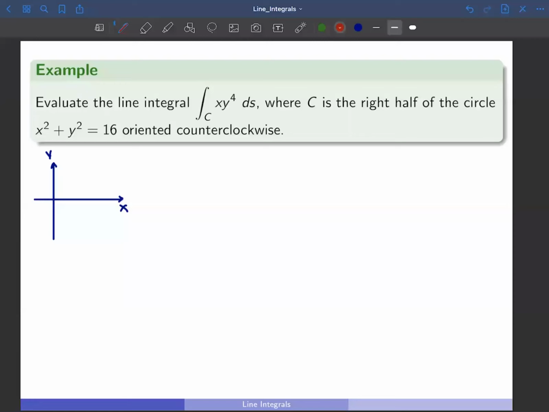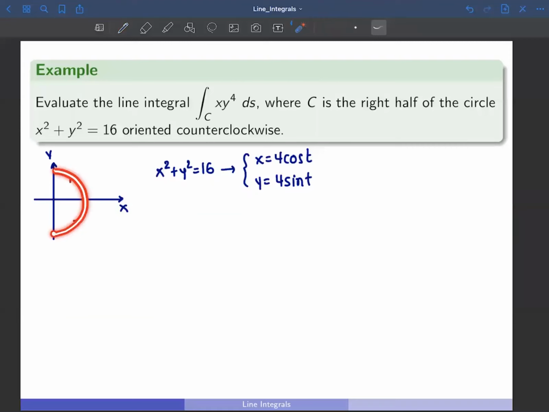So it's only the right half of the circle, and the circle is oriented counterclockwise. And therefore, the equation of the circle, x squared plus y squared equals 16, can be parameterized by the equations x equals 4 cosine t and y equals 4 sine t. And in order to get only the right half of the circle, we see that t will take values between negative pi over 2 up to pi over 2. So t will be in the interval from negative pi over 2 up to pi over 2.